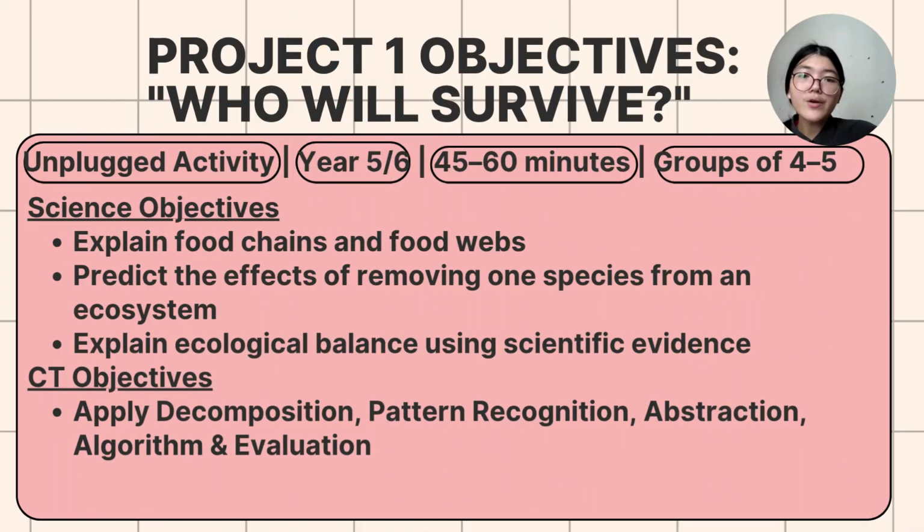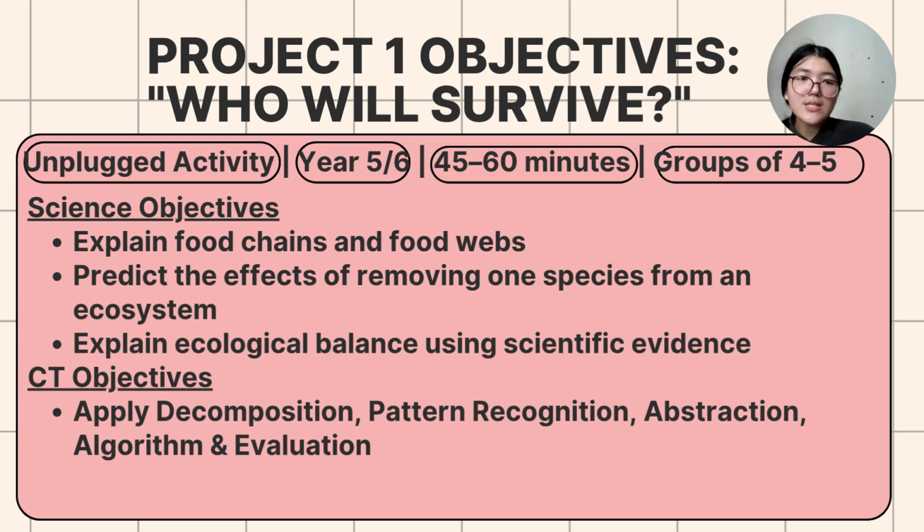In this slide, we are going to see the objective of Project 1. Project 1 is called Who Will Survive. That is an applied activity designed for upper primary students, Year 5 and Year 6, done in groups of 4 to 5 students using visual cards and string. The scenario is simple but powerful. A species disappears from the ecosystem and students must predict what happens next.